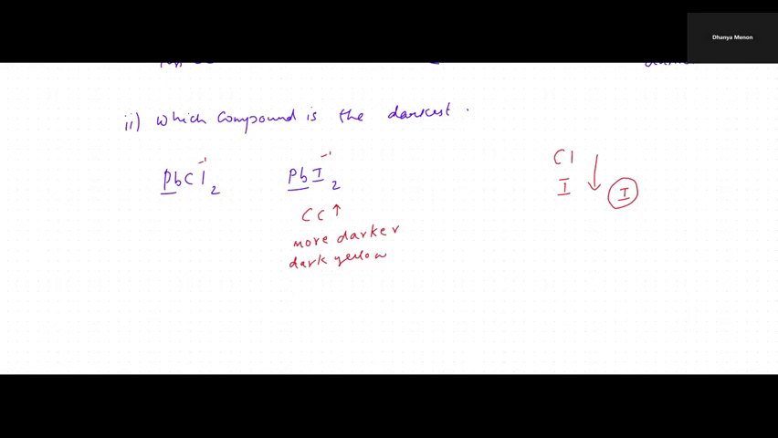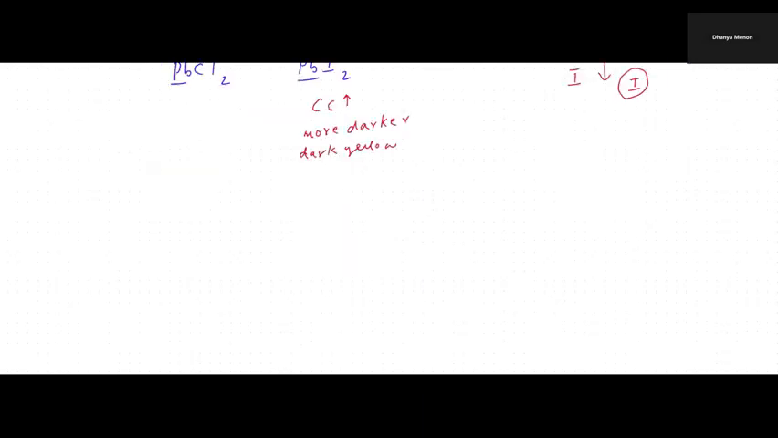Okay, so let's practice one more question. Suppose I have given you two compounds, tin chloride: SnCl2 and SnCl4. Tin is having different valencies here. Here the charge of tin is 2 plus, and here the charge of tin is 4 plus. The anion is the same.